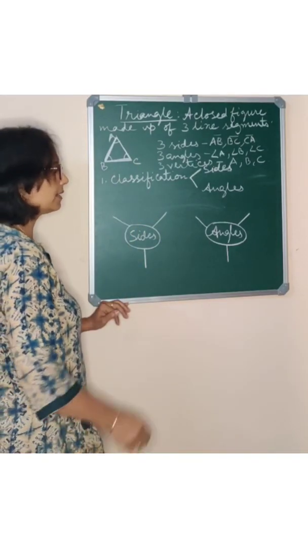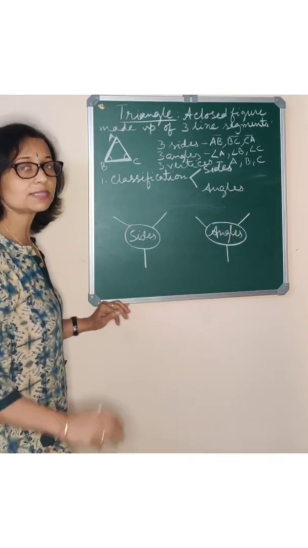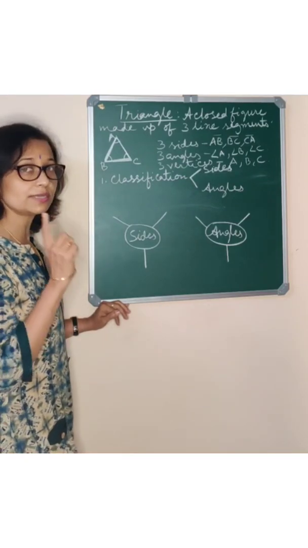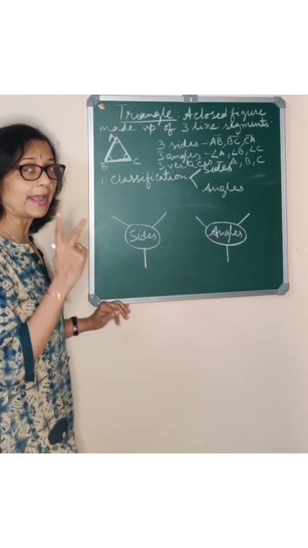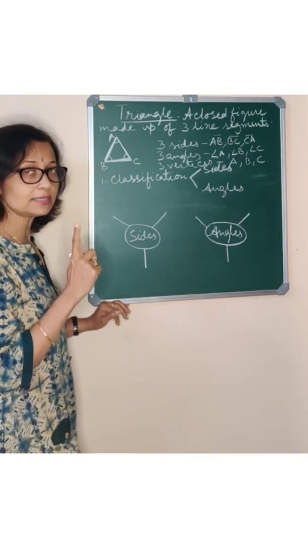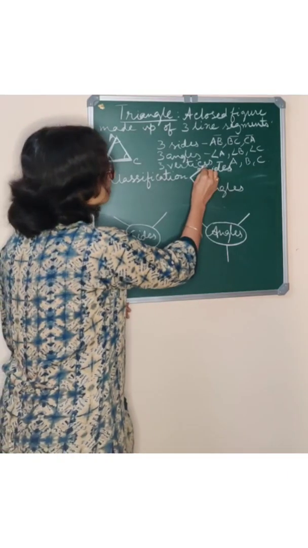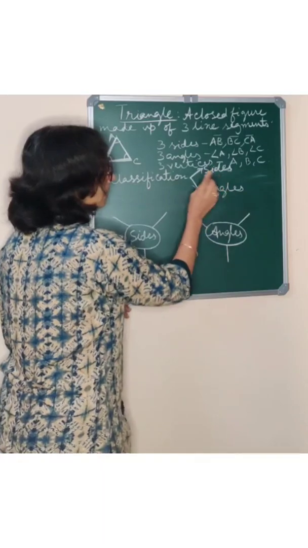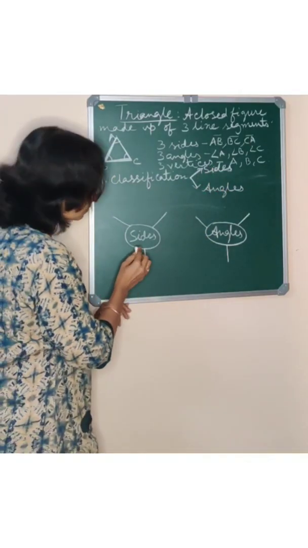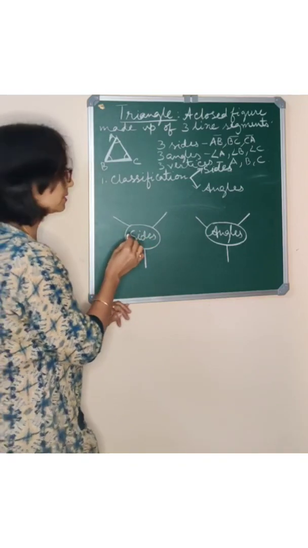Now let us understand how a triangle is classified. A triangle is classified based on two things: based on its sides and based on its angles. Here I have written sides and here angles. Now let us do sides first.